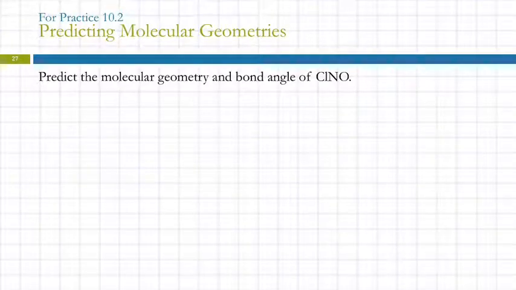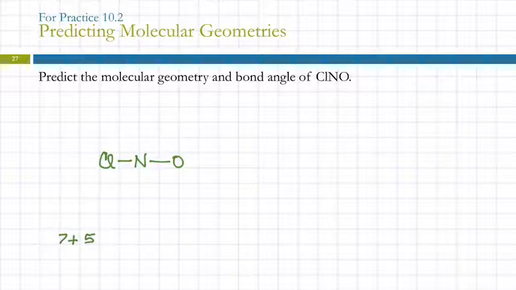Let's predict the molecular geometry and bond angle for ClNO. It's kind of an odd molecule. I'm going to put nitrogen in the middle because that's what's suggested by the formula. We have to figure out the number of valence electrons that we're going to have in our Lewis structure. Chlorine has 7 valence electrons. Nitrogen has 5 valence electrons. Oxygen has 6 valence electrons, and I believe that adds up to 18.